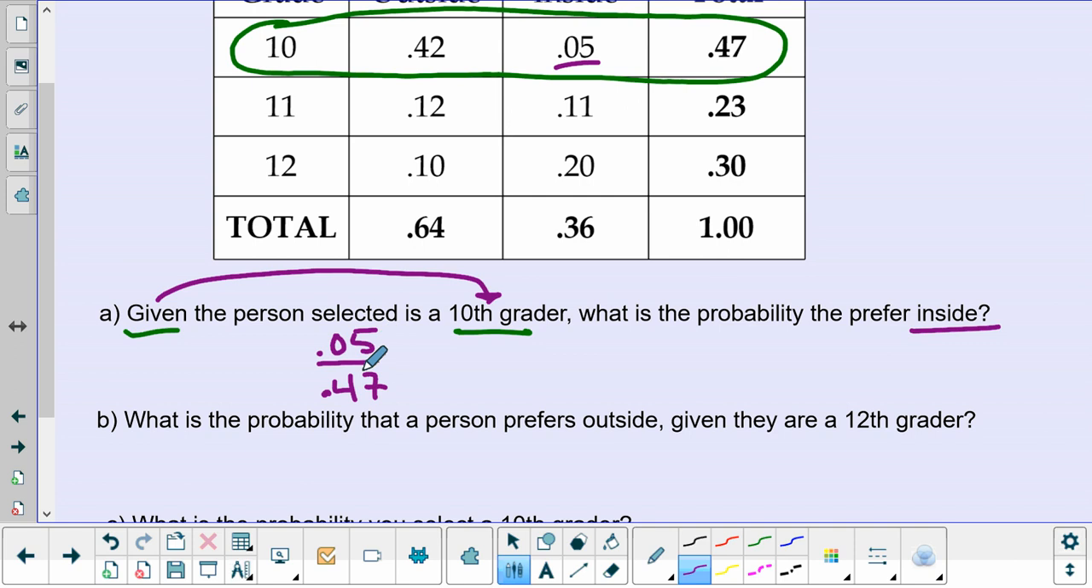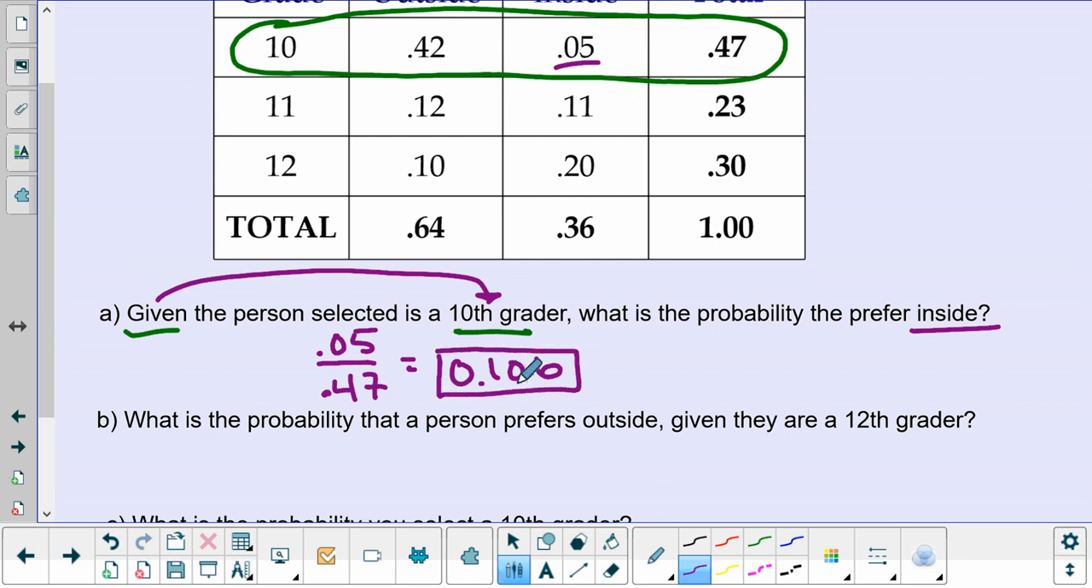So basically you're asking, out of this 47% of people, what's the percentage that they prefer inside activities? Well, it's 5% out of the 47%. To do 5% out of the 47%, I have to divide. So again, it's weird to put decimals inside fractions. However, it is something that we can do. So 0.05 divided by 0.47, and I get 0.106. Did I round right? Yes. All right, so 0.106.